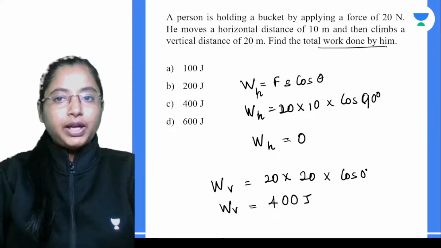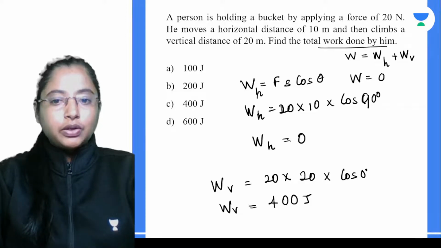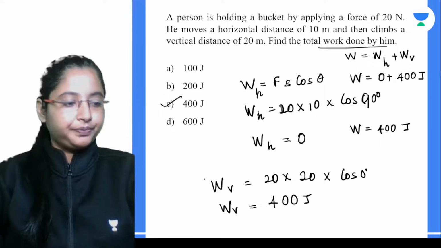Now we want to find the total work done. What will be the total work done? Total work done will be work done along the horizontal plus work done along the vertical, right. Work done along the horizontal is 0, work done along the vertical is 400 joules. So the total work done by him is basically 400 joules.